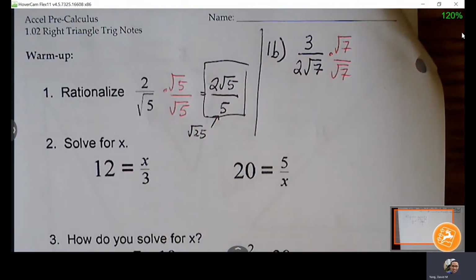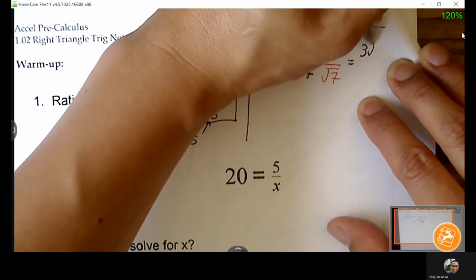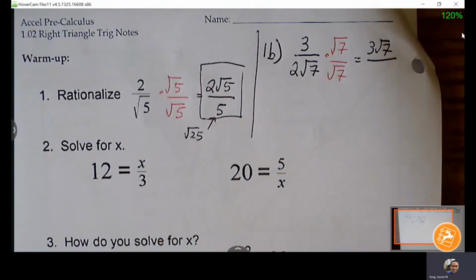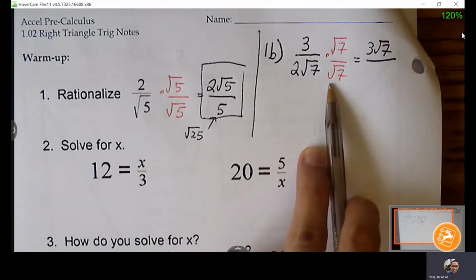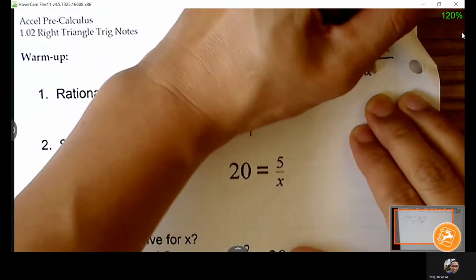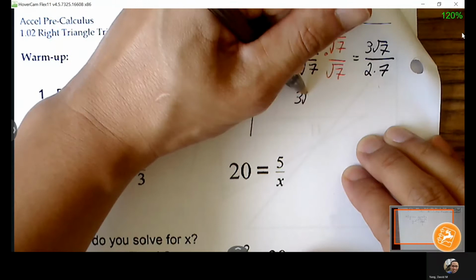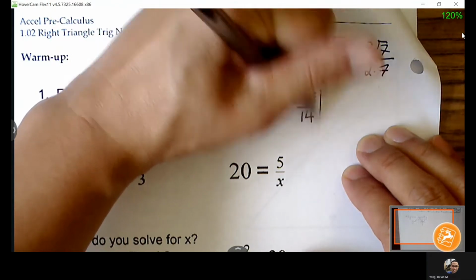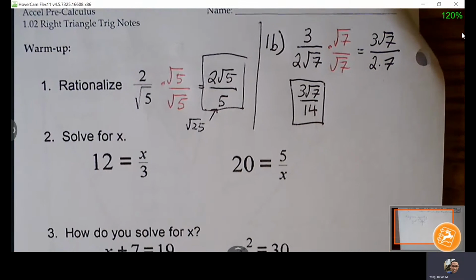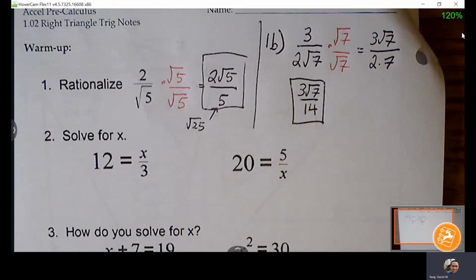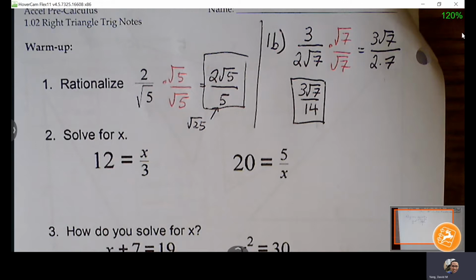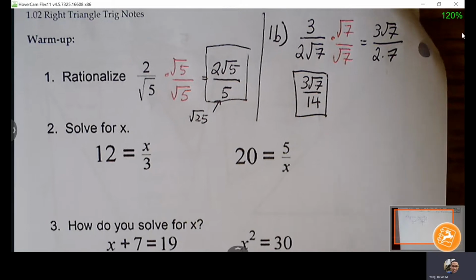So when I multiply across, I get 3 root 7. And the bottom here, I get 2 times, now root 7 times root 7 will become 7. 7 times 2 is 14. Okay, so we're going to see some examples of this later on where we only have to multiply by a portion of the denominator, not the entire value. Okay, so I just want to go over that.